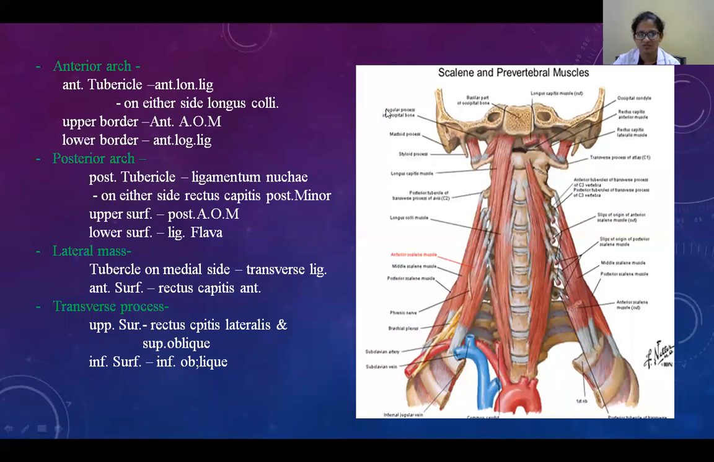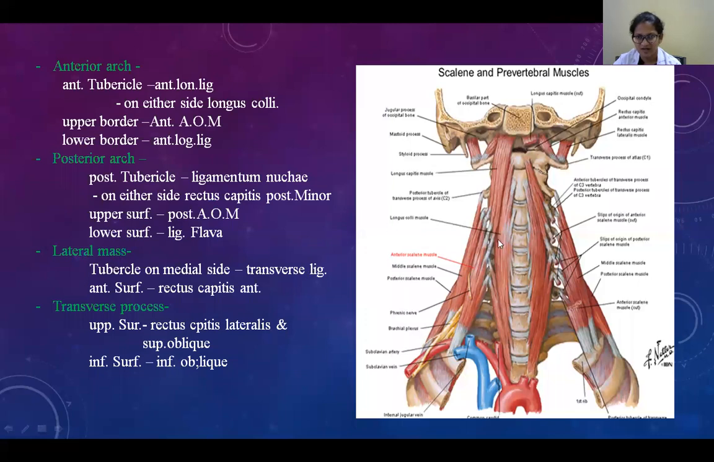Rectus capitis posterior minor. And the upper surface of the posterior arch, as I have already told you, gives attachment for the posterior atlanto-occipital membrane, whereas the lower surface gives attachment for the ligamentum flava. It resembles a lamina.